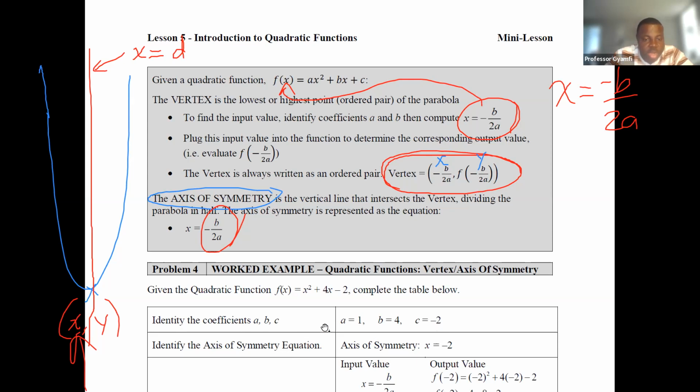Okay? Now it says identify the axis of symmetry equation. How do we identify that? Again, we have to find the vertex, and then the x value of the vertex gives us the equation of the axis of symmetry. So let's try to do that now.